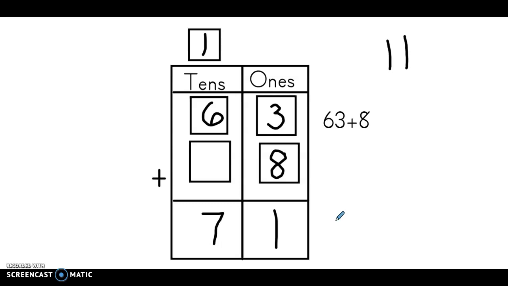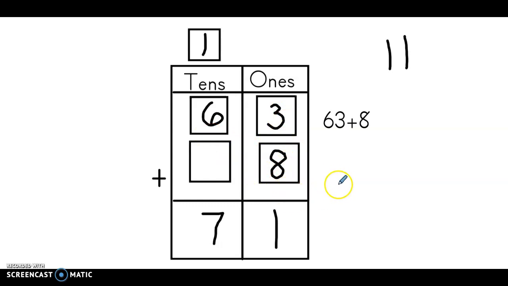So you're going to solve a few problems like this today where you'll see the equation written to the side, and then you're going to use your pen tool or your typing if you would like and fill in the tens and ones work mat and then add.